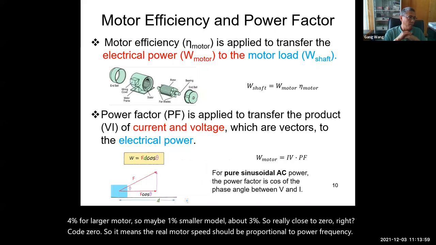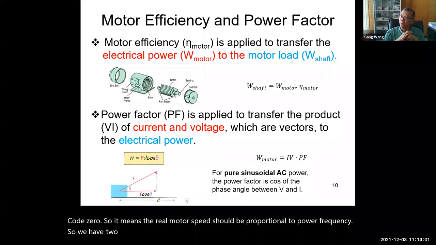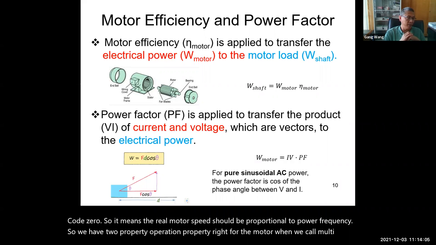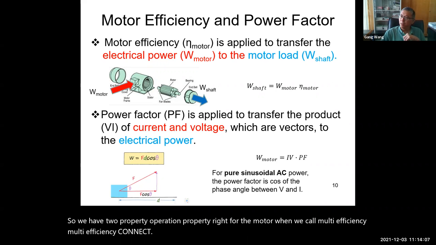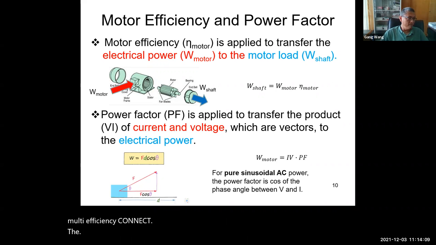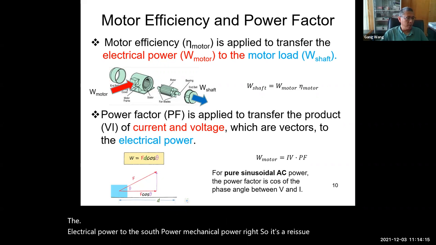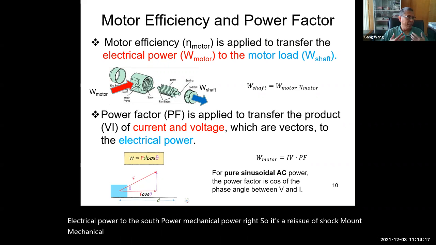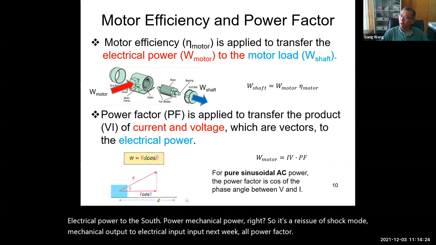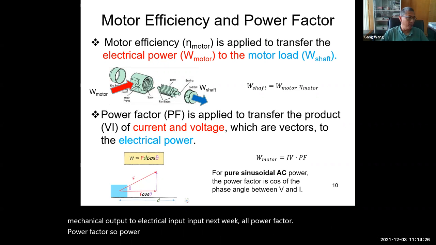So we have two operation properties for the motor. One we call motor efficiency. Motor efficiency connects the electric power to the shaft power, the mechanical power. So it's the ratio of the mechanical output to the electrical input. Next one we call power factor.